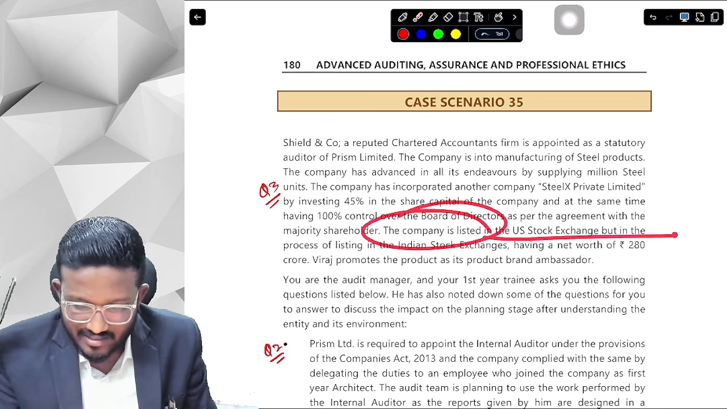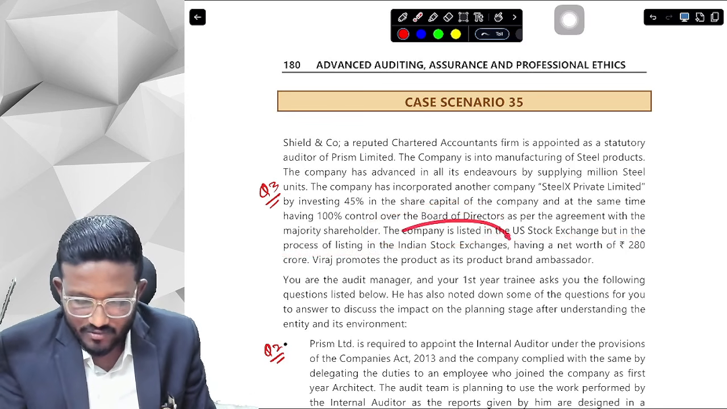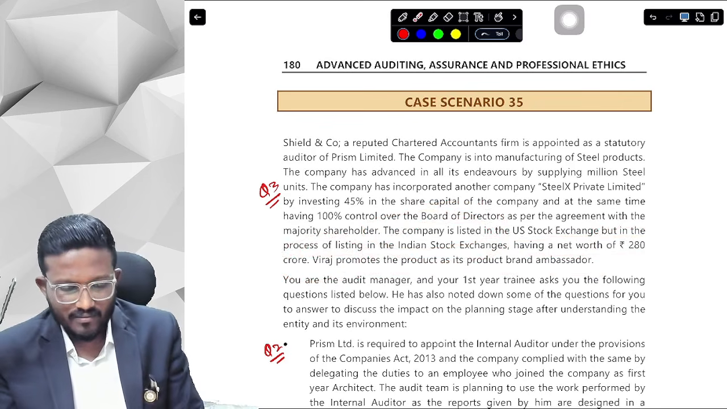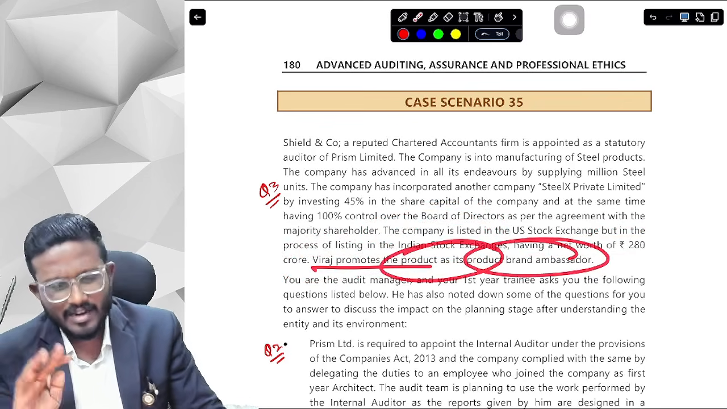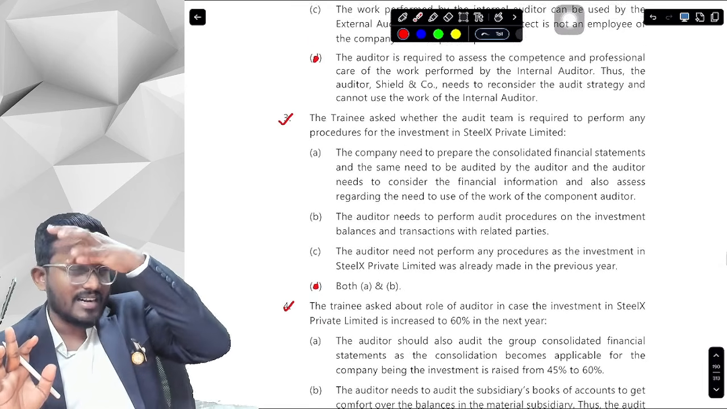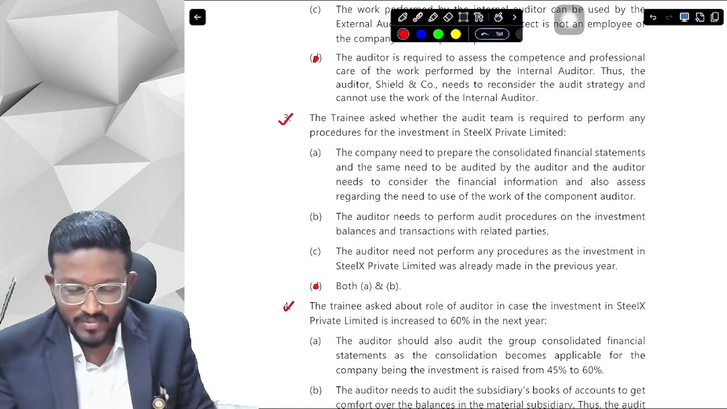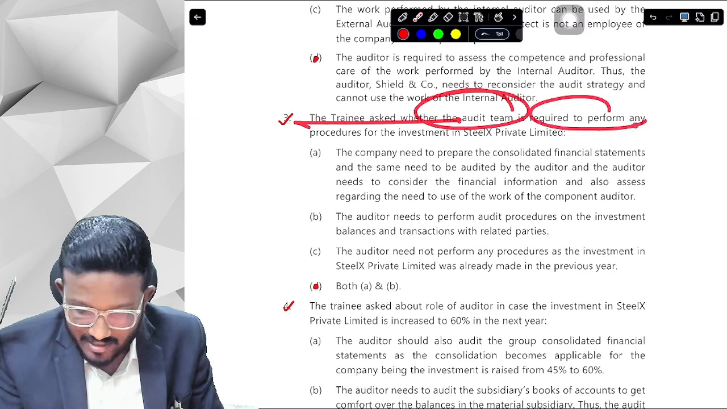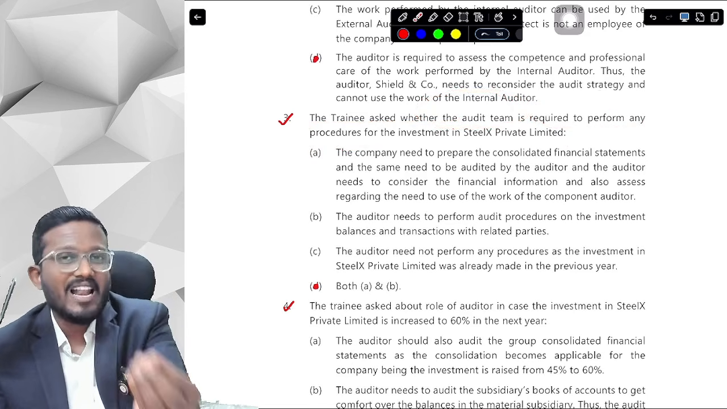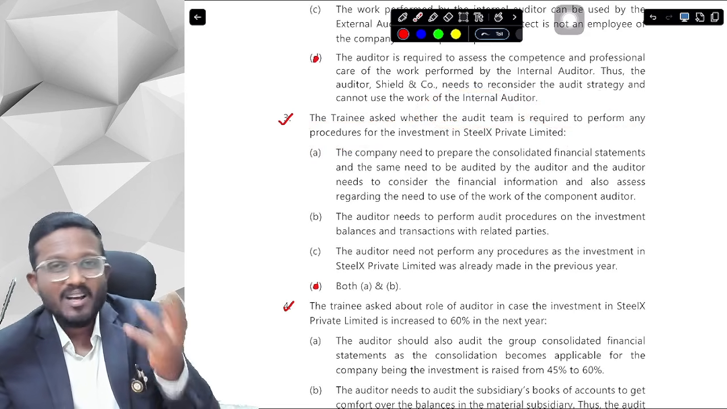This particular company is listed in USA, but it is in the process of listing on the Indian stock exchange and net worth is 280 crore. Viraj promotes the product as its brand ambassador. Nothing concerning about this, but one thing is concerning: it is a subsidiary company. The trainee has asked whether the team is required to perform any procedures for the investment in Steelex Private Limited. Obviously we will have to perform procedures in Steelex Private Limited because it is a subsidiary.